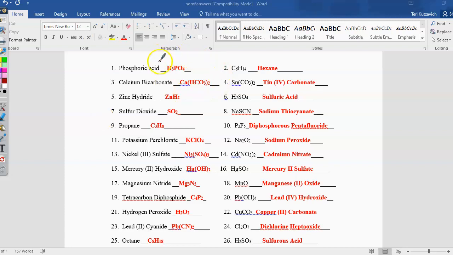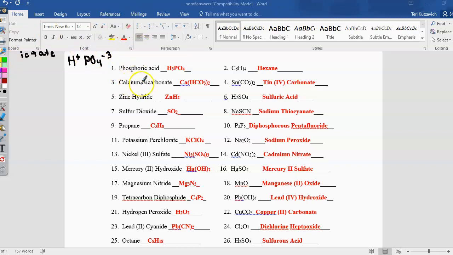Alright, so I'm going to review nomenclature 6 with you for those that prefer that way of going over some answers. So the first thing is phosphoric. Remember, ic comes from ate. So phosphoric would come from phosphate. It's an acid, so you put H +1, and then you put phosphate, which is PO4 minus 3, and you cross your charges.